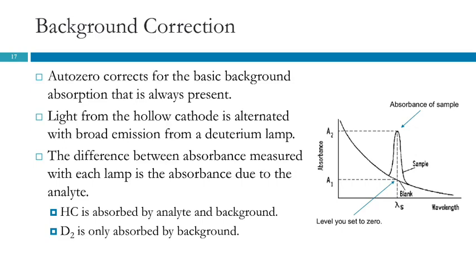So the hollow-cathode lamp light is absorbed by the analyte. It is also absorbed by the background. So that's what this is saying here. So the light from the hollow-cathode is absorbed by the analyte and the background. The light from the D2 lamp, the deuterium lamp, is really only absorbed by the background because what is absorbed by the analyte is so small relative to what's absorbed by the background that it just really doesn't matter. So essentially it's unchanged by the analyte signal. So by looking at the difference between the signals you get for these two different lamps, you can get your analyte signal.